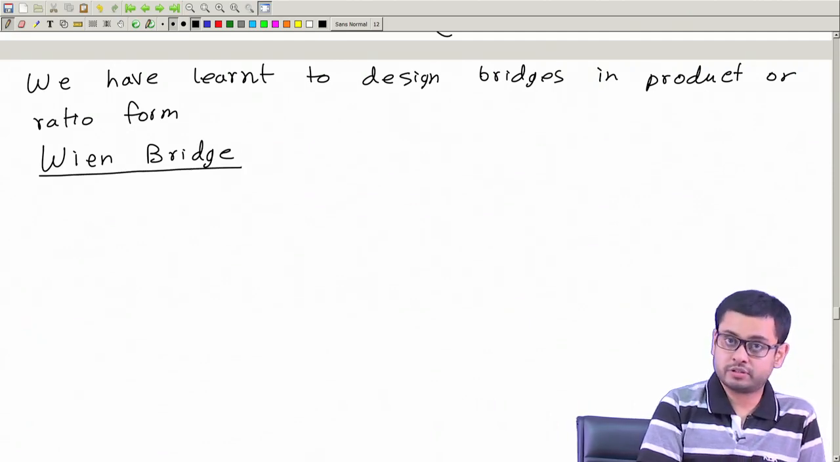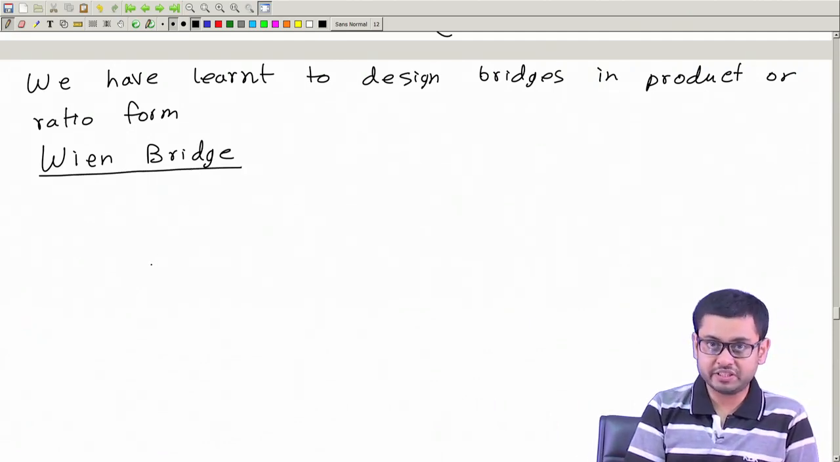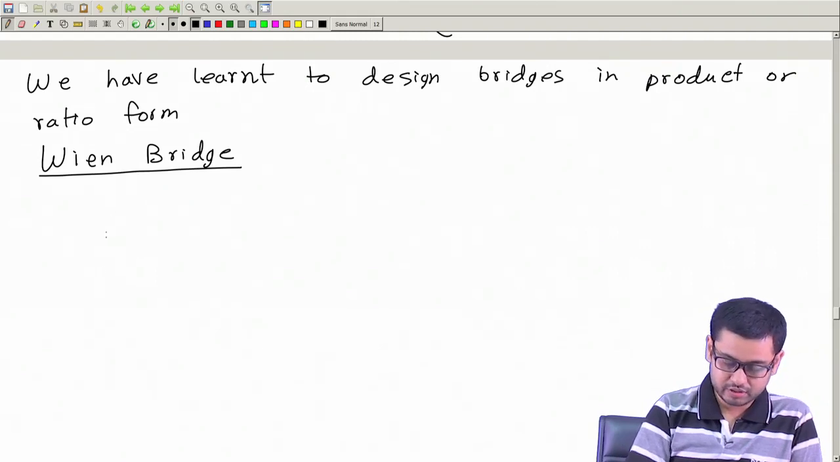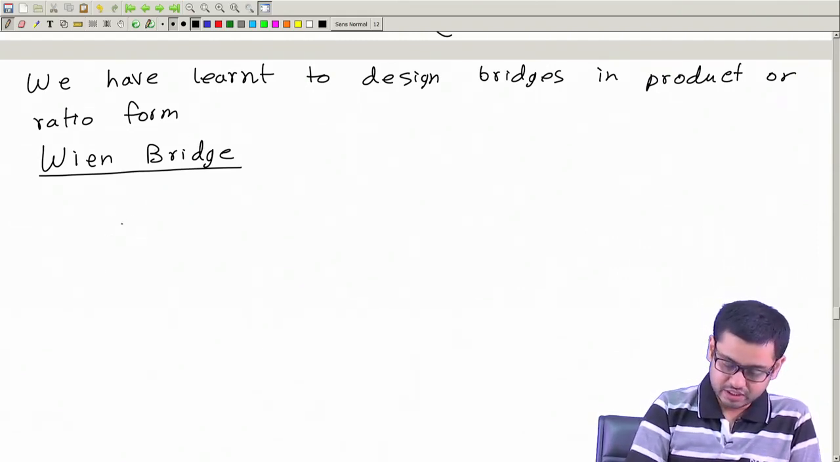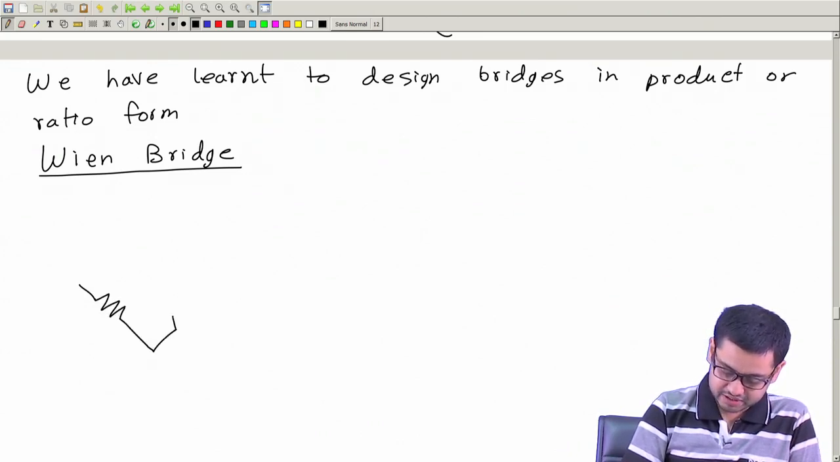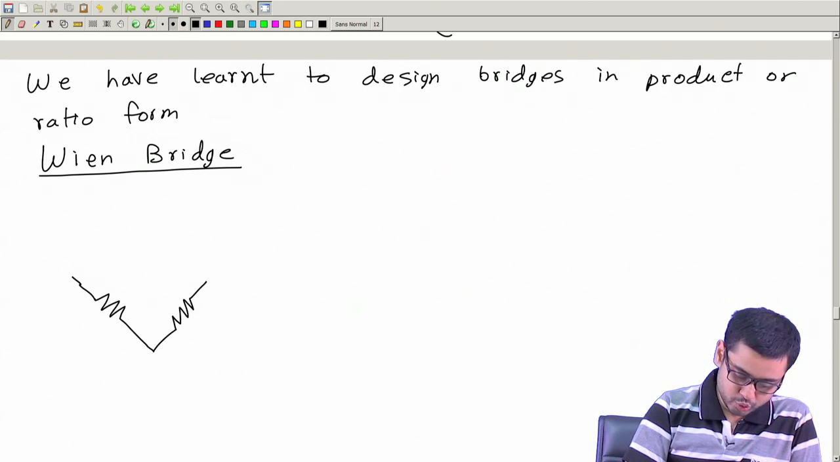Once again, you need not remember or memorize these names at all, which bridge is which type. This is only for your information. Okay. So, this particular bridge is just a capacitor bridge which has two resistances and two capacitor branch.